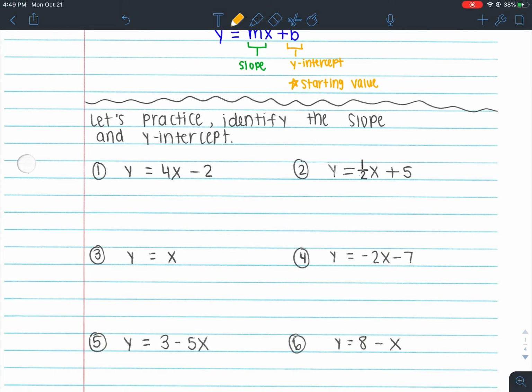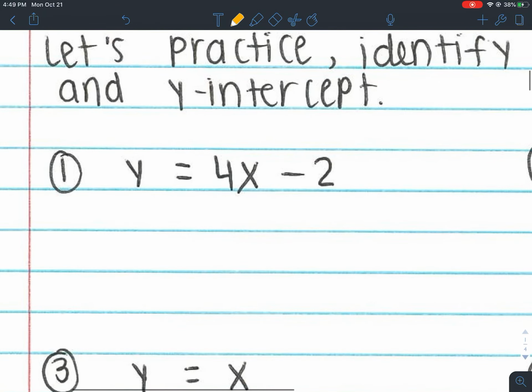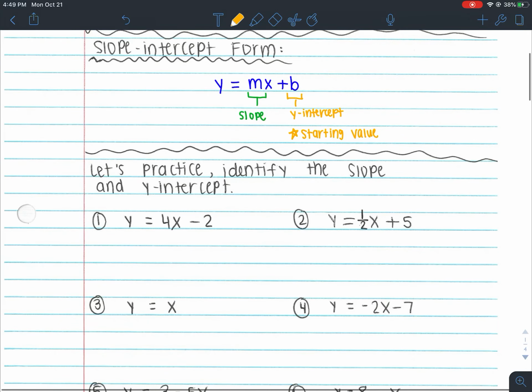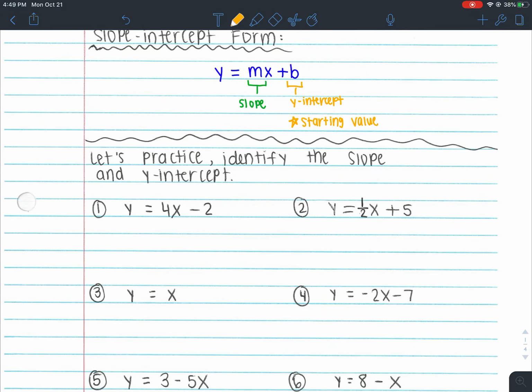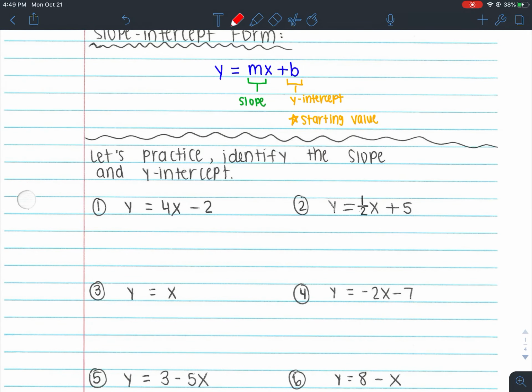Okay, so before we actually get into graphing slope-intercept form, we're going to practice by just identifying the slope and the y-intercept in slope-intercept form. So looking at number 1, remember it's y equals mx plus b. And if you're not taking notes, you're wrong, right? You should be taking notes. So I'm going to go ahead and zoom out just so that you can see the form up there. So remember our slope, we're going to identify that first, and then we'll identify the y-intercept soon.